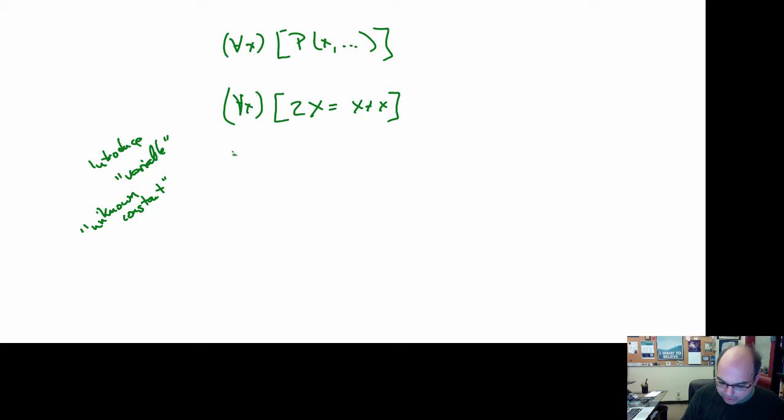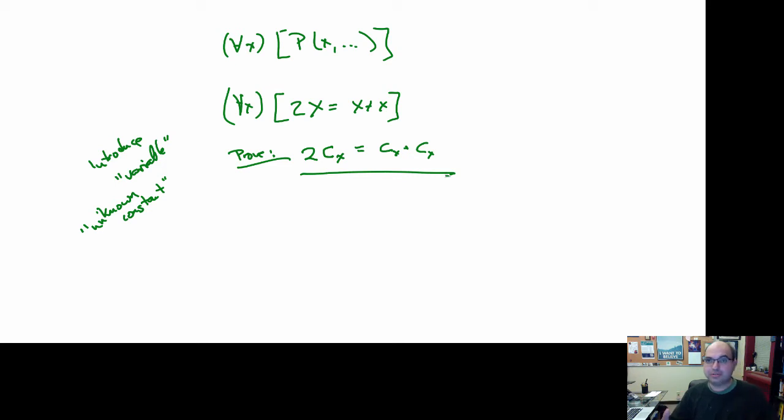So I may have to prove 2 times some constant. Let's call it c sub x, okay? I like putting c sub x because it reminds me, number one, it's a constant. Number two, it came from for all x. That needs to be equal to c sub x plus c sub x, okay? And if I can prove this, then I've actually proved that this property must hold for any x, right? Because it didn't matter what it was. It just had to be a number, okay?